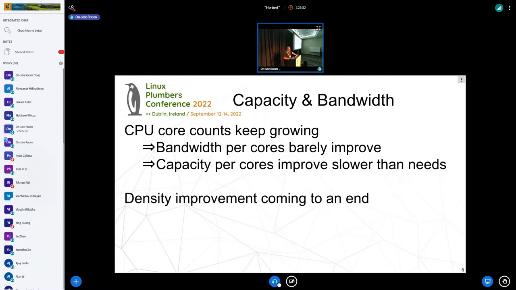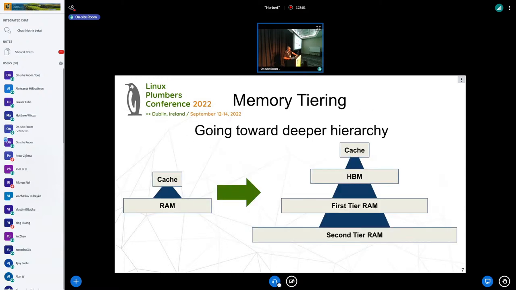The capacity and bandwidth is an issue because the CPU core count keeps growing faster than the memory bandwidth. If you look at the bandwidth per CPU core, you will see it stagnating. It's barely improving over the years. The capacity per core has improved, but slower than the need. Many workloads are wanting more and more memory, and at the same time there is a physics limit. The density of memory is coming to an end because of the processing and so on. So we won't see much more improvement in density.